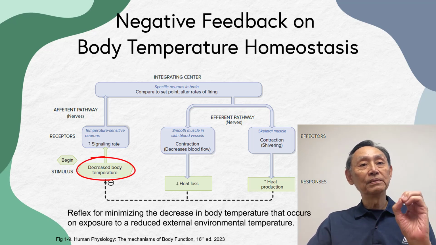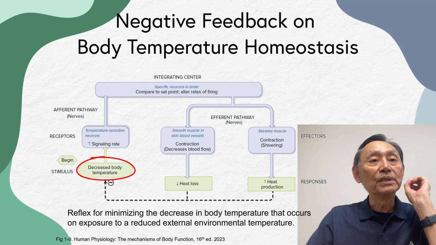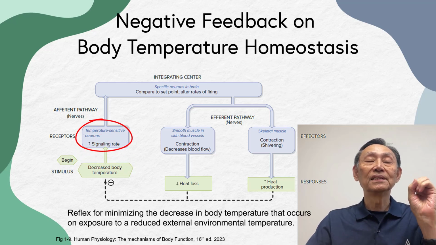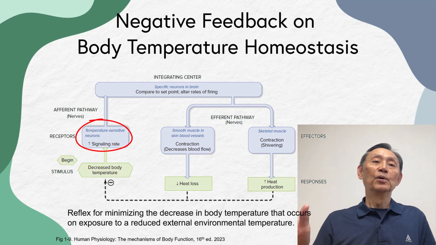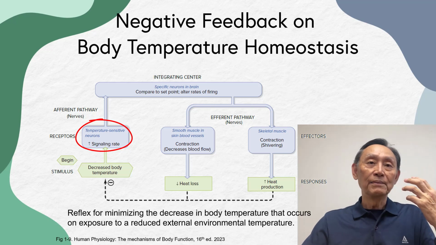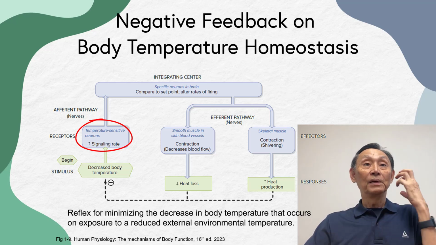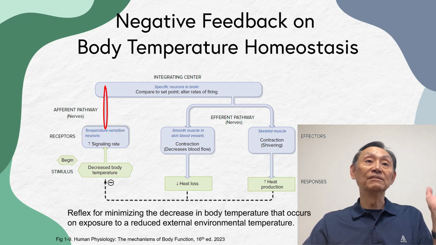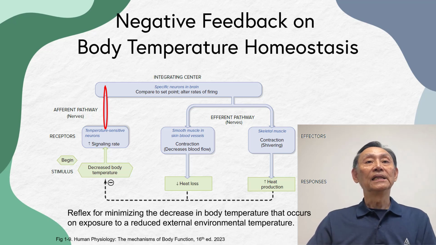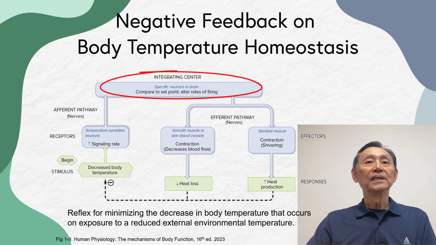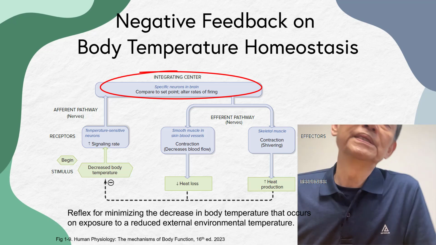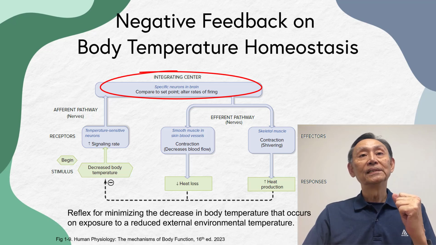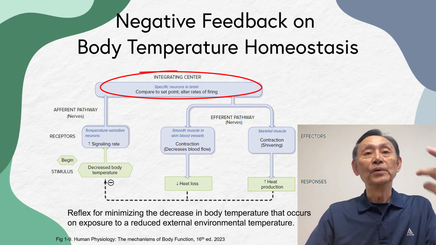We start with decreased body temperature. Then this decreased body temperature will be sensed by temperature sensitive neurons surrounding our body, all over our body. Using a more physiological term, their firing rate increases. So this increase goes through the afferent pathway, usually by nerves, sensory nerves, into the integrating center. This integrating center has specific neurons in the brain. They will compare to the set point, so they will alter the rate of some firing.